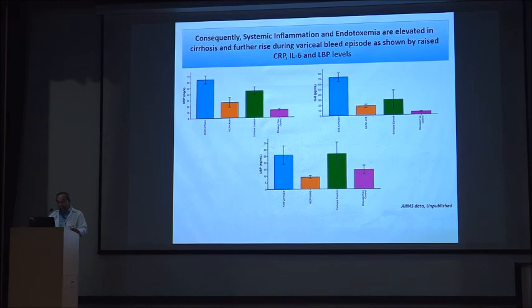So systemic inflammation and endotoxemia are elevated in cirrhosis and rise further during variceal bleed. This we have shown in 120 patients after variceal bleed. There was a significant rise.